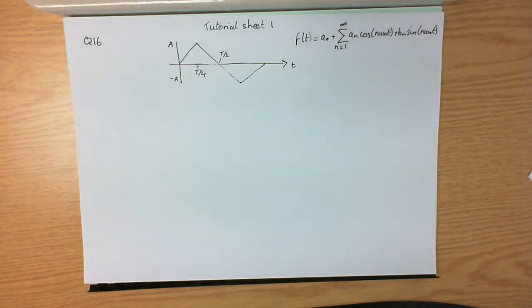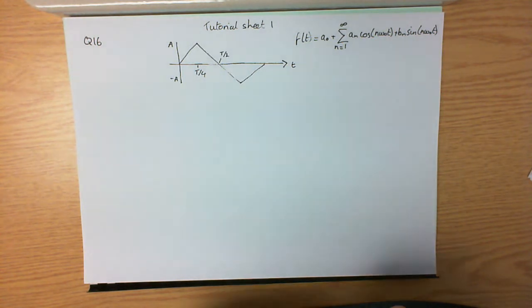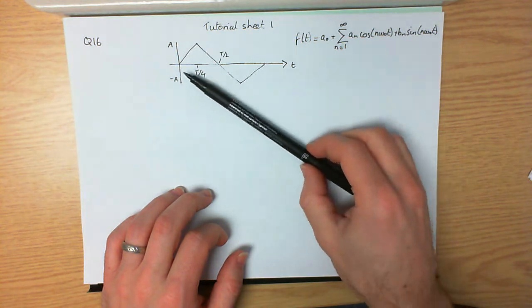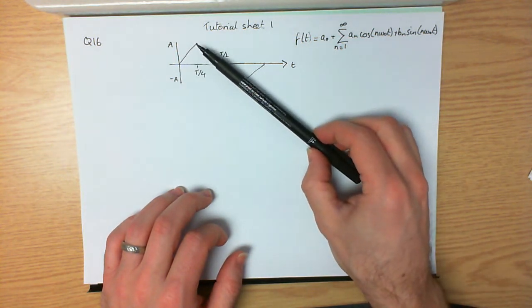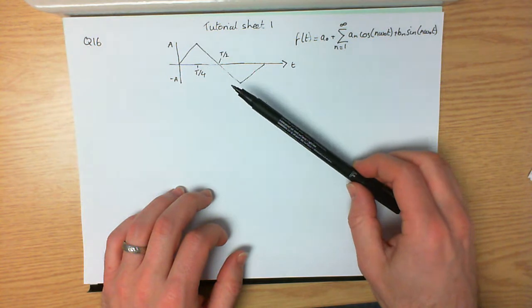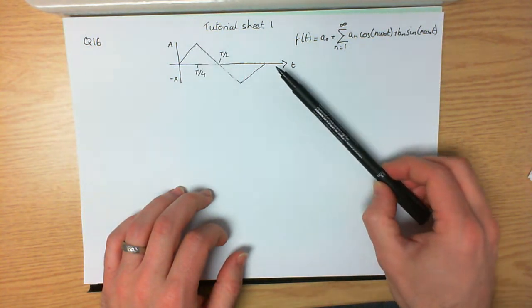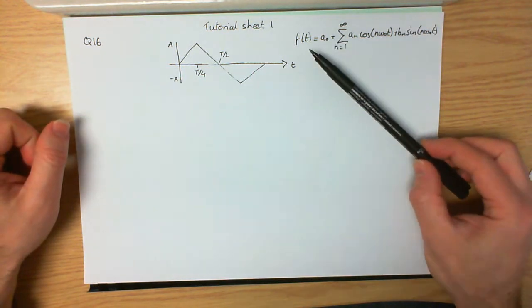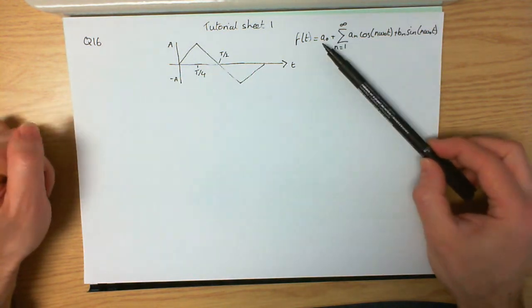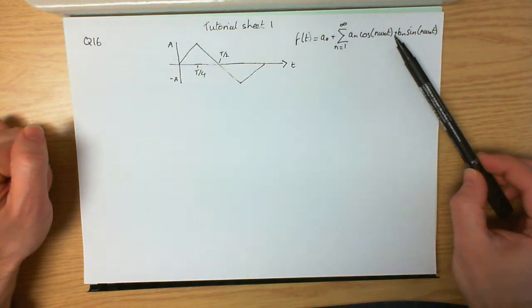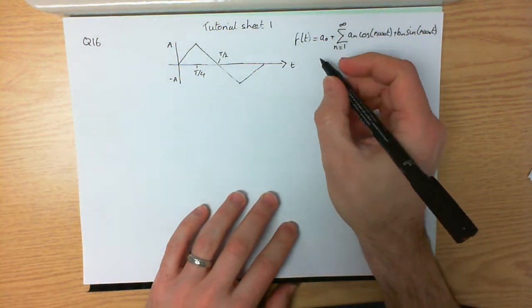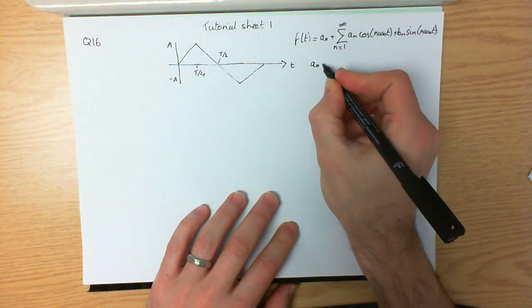So tutorial sheet 1, question 16, we've got to calculate the Fourier series of this function. It's going from 0 to a and then back down to minus a, and it's a triangular waveform with time. Just as a reminder, giving you the equation of the Fourier series, and we've got to calculate the three Fourier coefficients. The first one, which is the easy one, is a0.